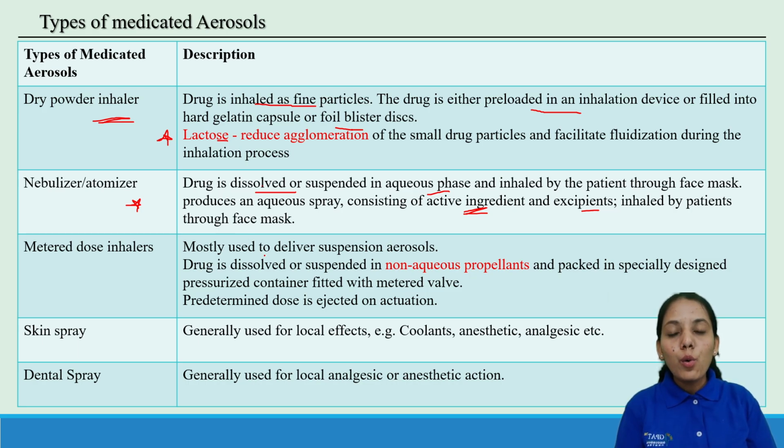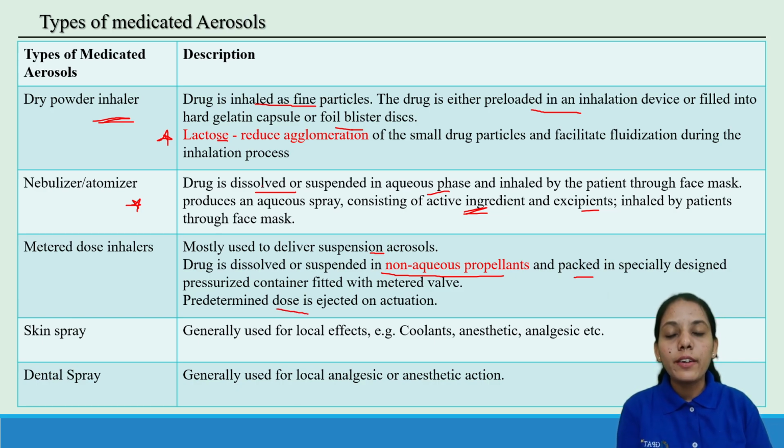Next is the metered dose inhaler. The name itself suggests metered means the dose is already predetermined. It is mostly used to deliver suspension aerosol. The drug is dissolved or suspended in a non-aqueous propellant. Remember, for nebulizer it was aqueous. For metered dose inhaler it is a non-aqueous propellant, and it is packed in a specially designed pressurized container fitted with a metered valve, and hence it is known as metered dose inhaler, MDI.